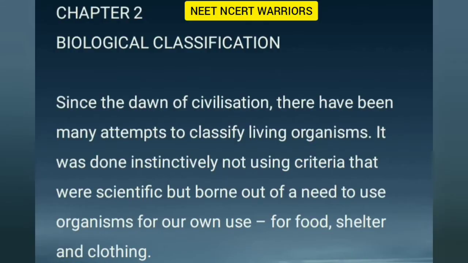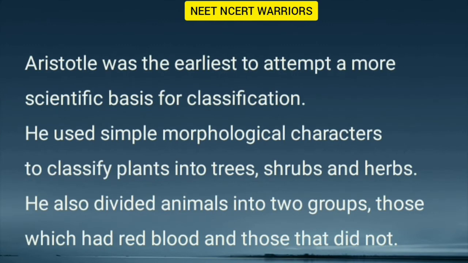Chapter 2: Biological Classification. Since the dawn of civilization, there have been many attempts to classify living organisms. It was done instinctively, not using scientific criteria, but born out of a need to use organisms for our own use, for food, shelter, and clothing.